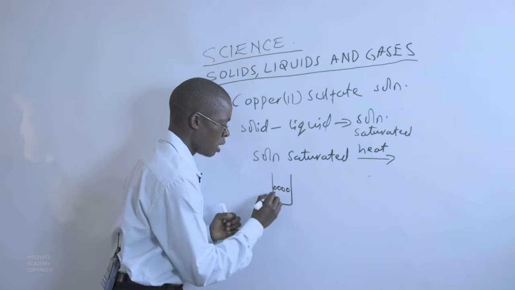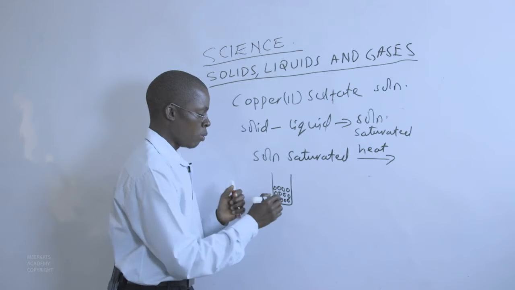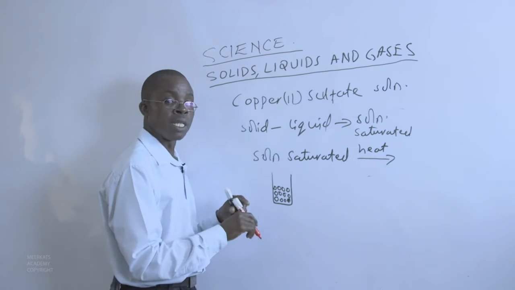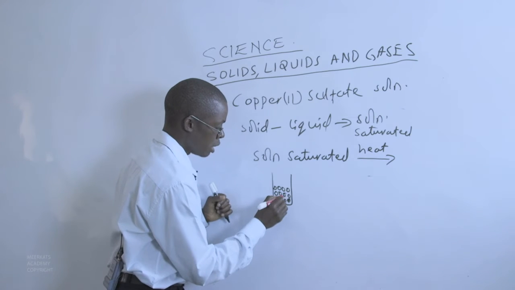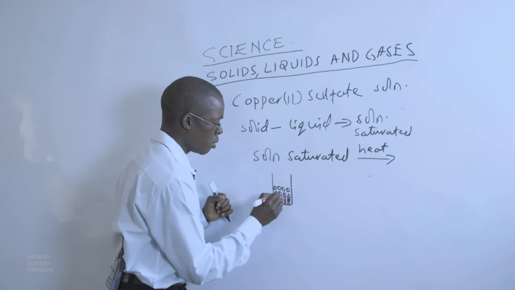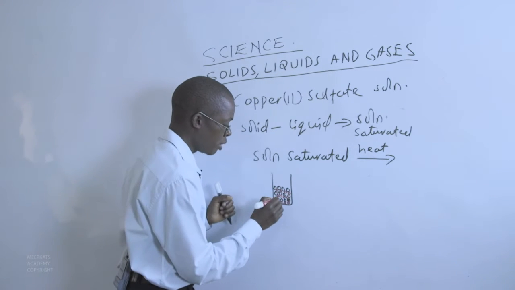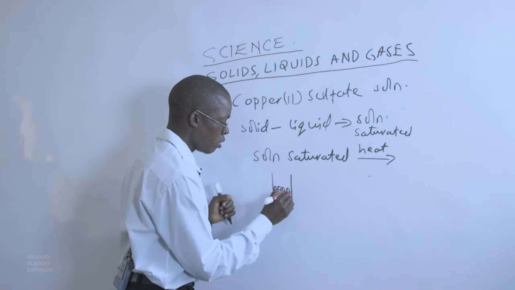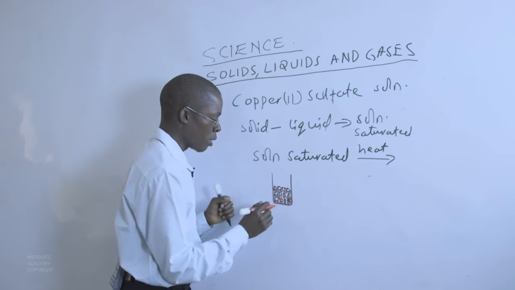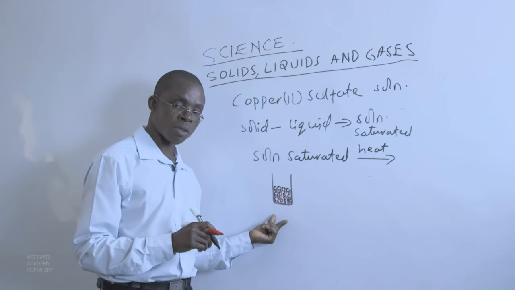Using a model, we had our liquid particles which had already formed a solution. And in a solution, we said that they get attached. So the solid particles are attached to the liquid particles. But remember, being a saturated solution, all the spaces must be filled. All the spaces have been filled, so we have no space. This is a saturated solution.